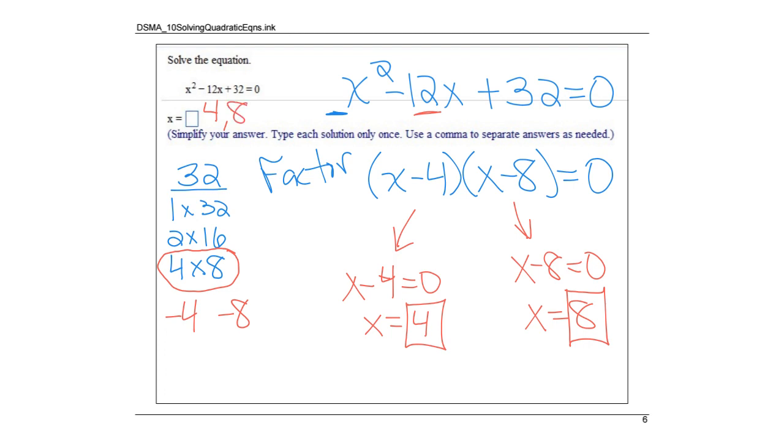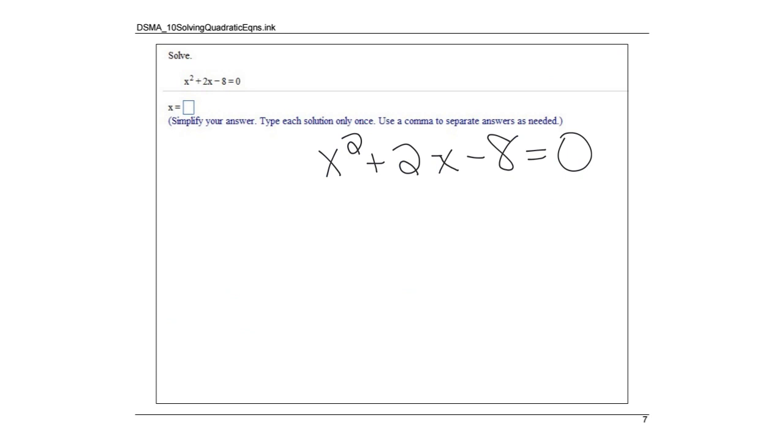And we are good to go. All right, once again, we're solving. They were nice enough to put all the terms on one side for us and a 0 on the other, but now we need to factor.